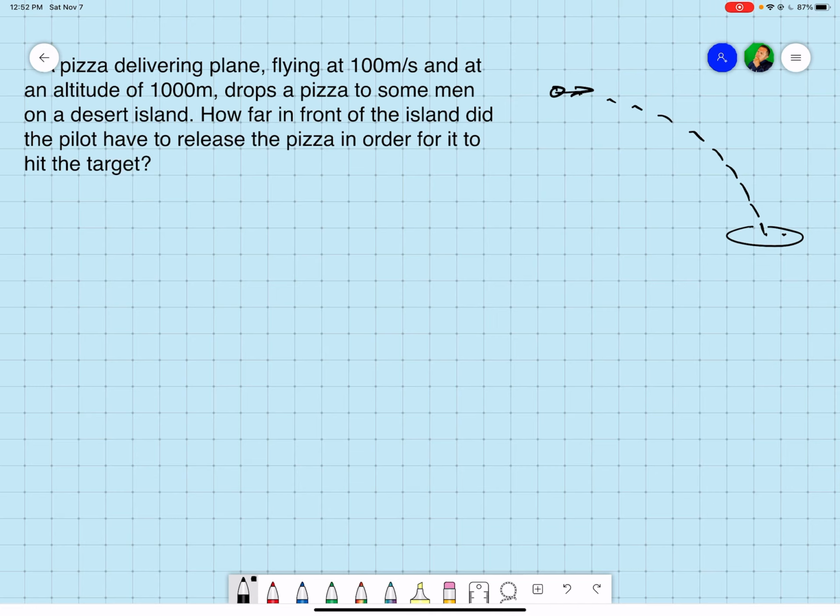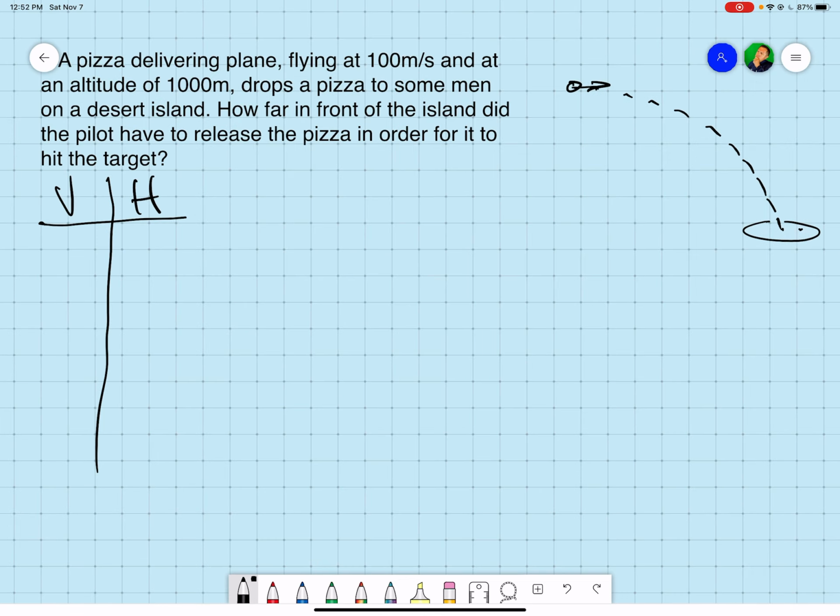So anytime you deal with projectile motion, you want to keep everything separate. Vertical and horizontal always needs to be separate here. You don't ever want to mix the two. Vertical has nothing to do with horizontal. Horizontal has nothing to do with vertical. Okay, but you want to list your givens as always, but just make sure they're separate.